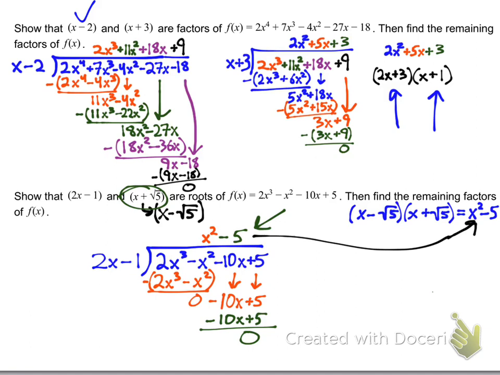So because these two are the same, and because x plus root 5 is a factor of x squared minus 5, I showed that right here by multiplying it, I don't need to divide it out again, which would be pretty messy if you think about, let's try doing long division with a square root.